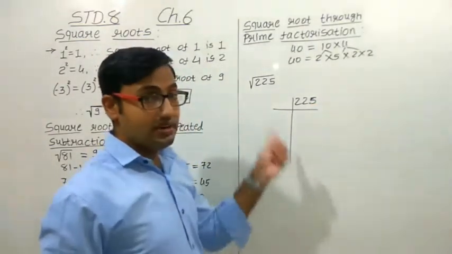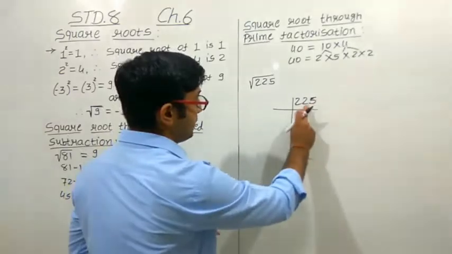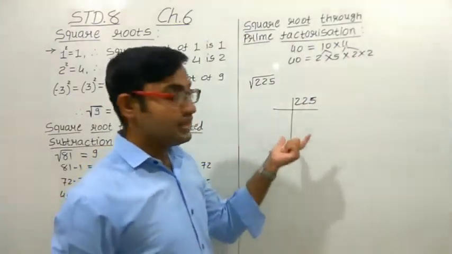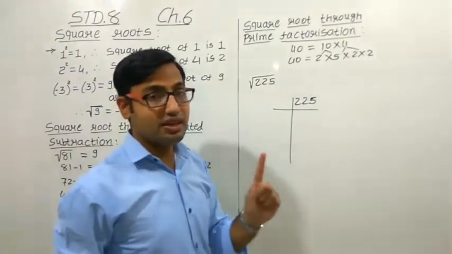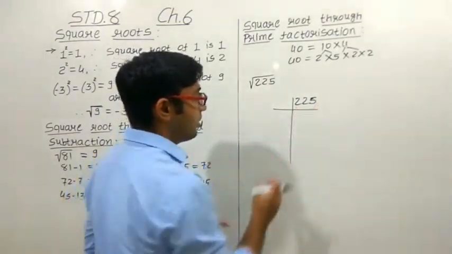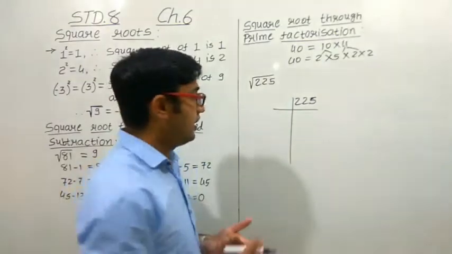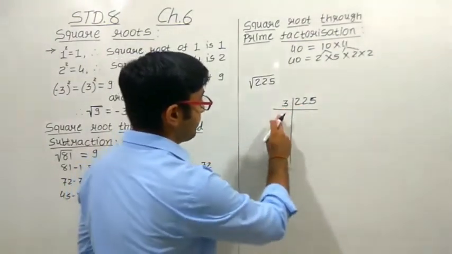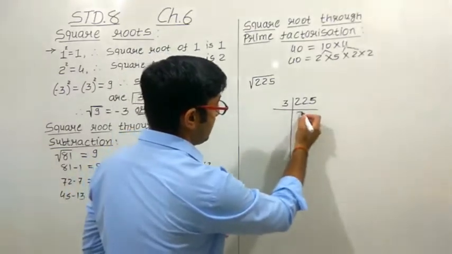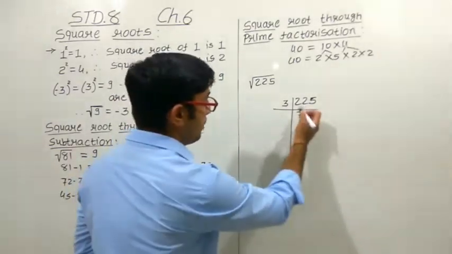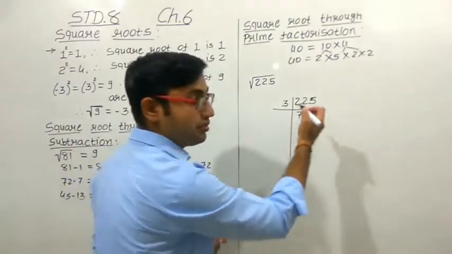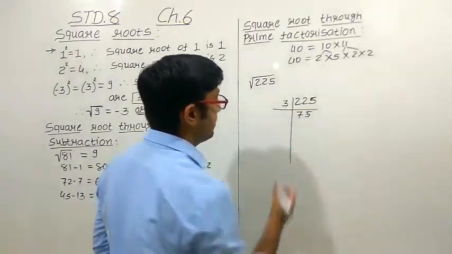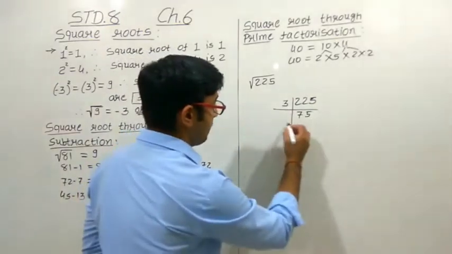So can we divide it by 3? Okay, 5 plus 2 is 7, 7 plus 2 is 9. So 9 is divisible by 3. That is why we can divide this number by 3. When we divide this number by 3, what will happen? See, 6 threes are 18, 7 threes are 21. So 1 will remain, and 1 and 5 becomes 15. So 5 sevens, we get 15. So we get 75 here.